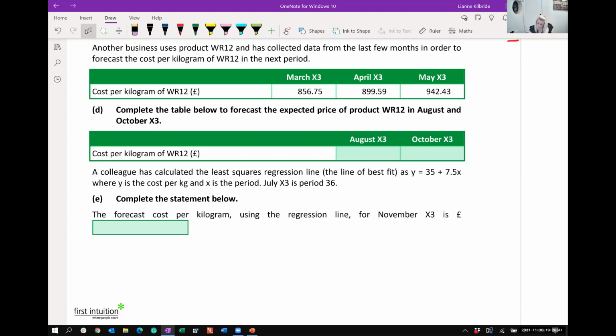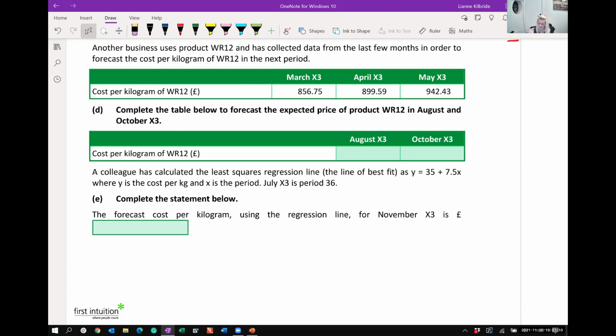So we've got March, April and May, and this is the cost per kilogram for each of those periods. It now says complete the table below to forecast the expected price of product in August and October. So the first thing we need to do is find an actual trend. We need to find what's going on.